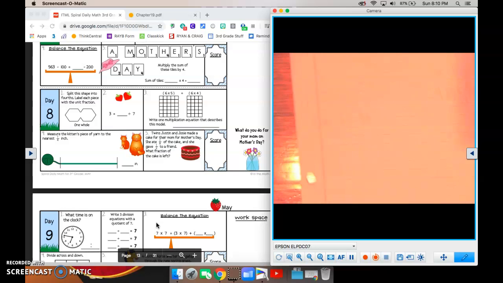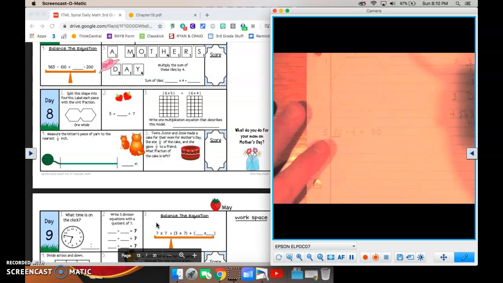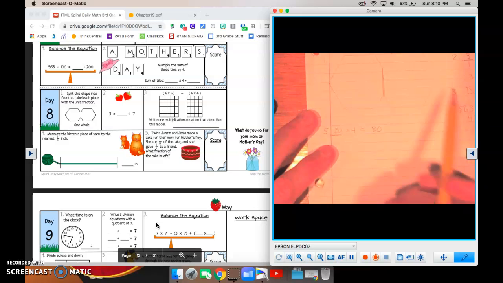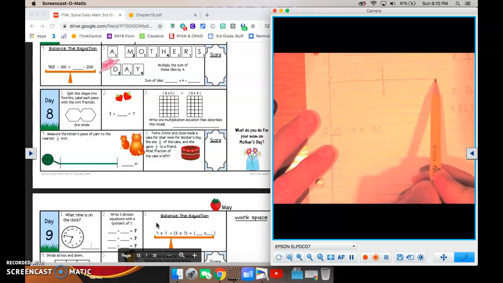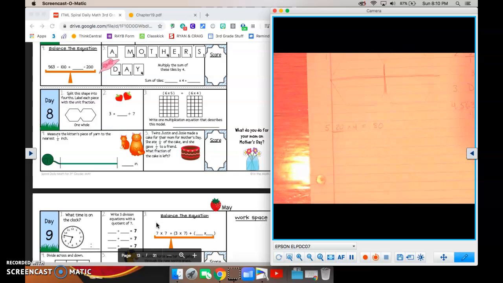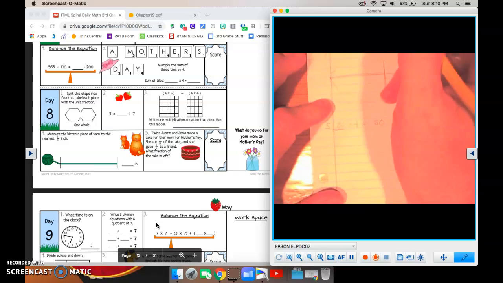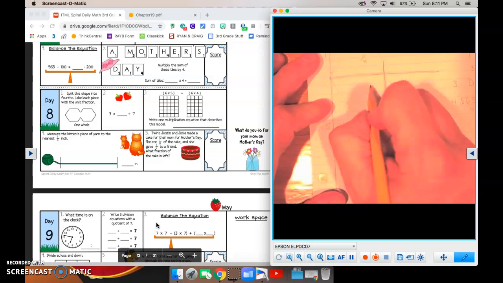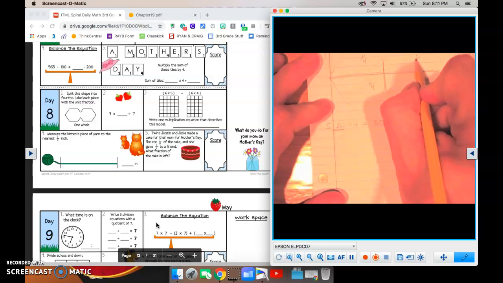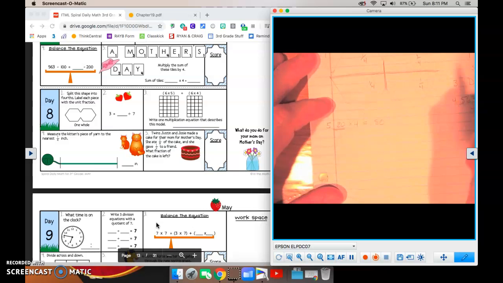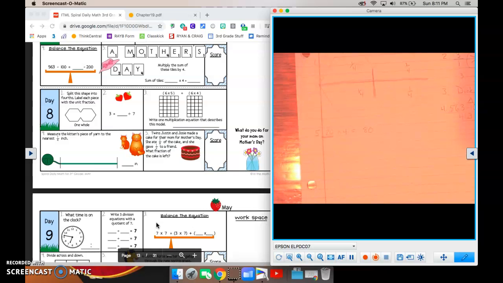And I'm going to use the same picture here for number 1. It says split this shape into fourths. Label each piece with the unit fraction. So again, that thing is 1 whole. Last time I said you could split it this way or this way. Well, now if you split it that way and that way again, now we actually have fourths. So this time we have 1/4, 1/4, 1/4, and 1/4. We have 4 equal pieces on there. Okay.